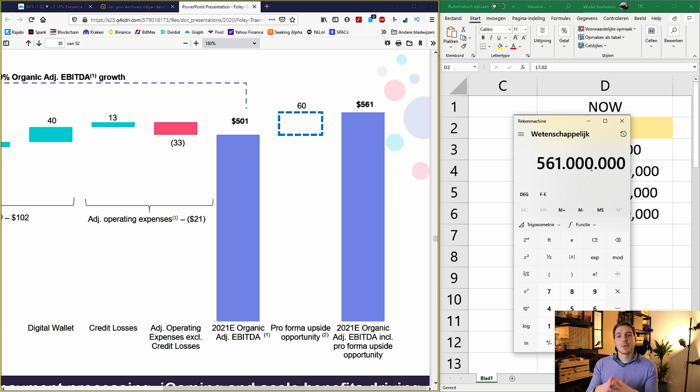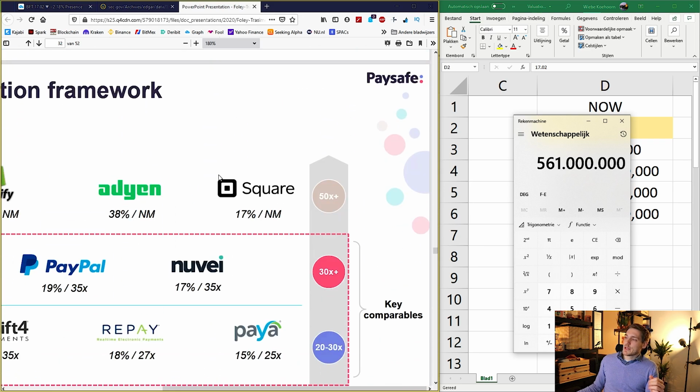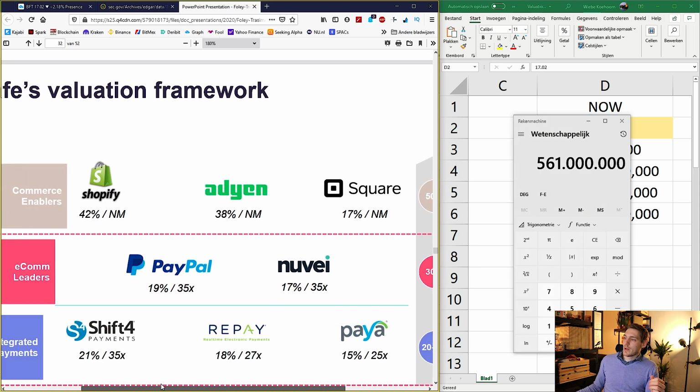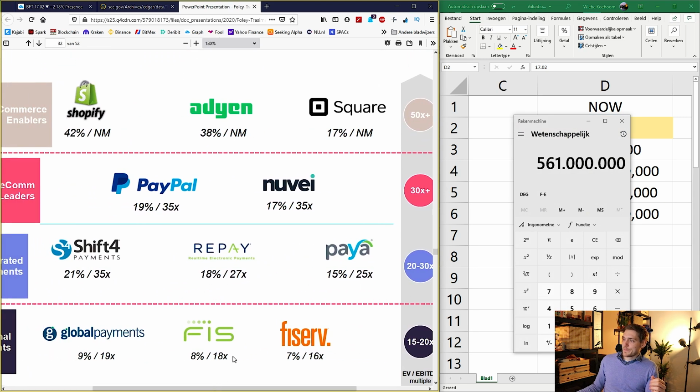The next number we're going to need is an EBITDA multiple. And for that, we're going to compare the current multiple of Paysafe with other companies. How do we do that? This is very similar to the first method that we have been taking a look at. But what is exactly an EBITDA multiple, or an EV to EBITDA multiple, an enterprise value to EBITDA multiple?